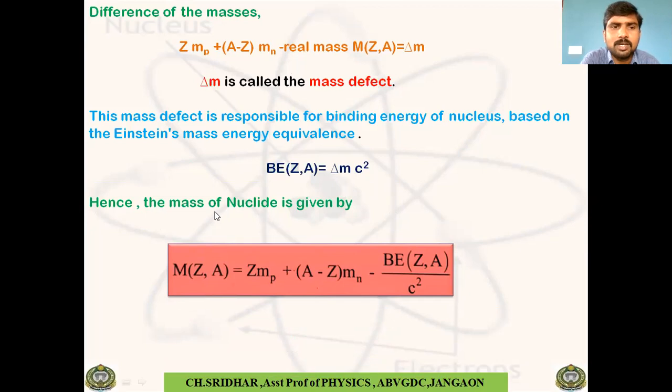So the mass of the nuclide is given by M of Z comma A equals Z Mp plus A minus Z Mn minus the binding energy of a nucleus consisting of Z number of protons and A number of nucleons, divided by C square. So this is the mass of the nucleus in terms of binding energy.